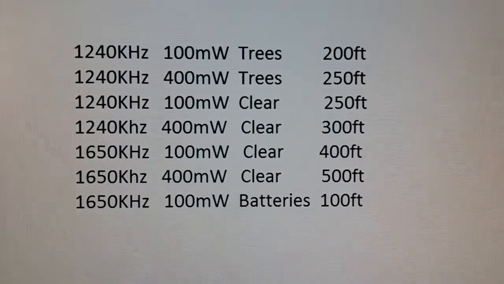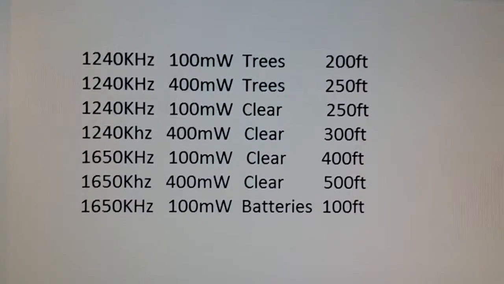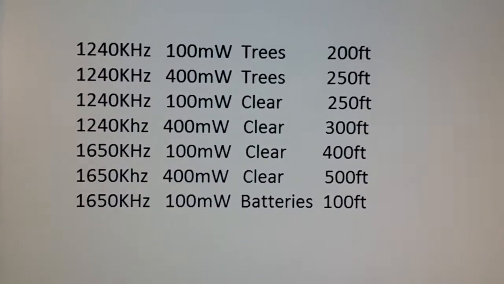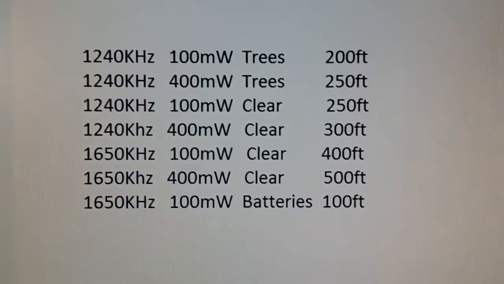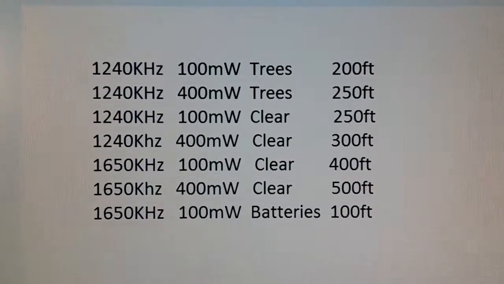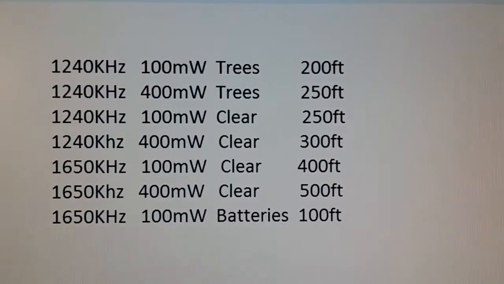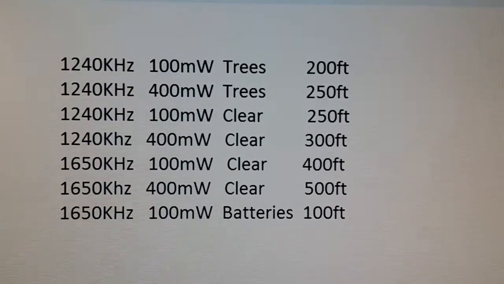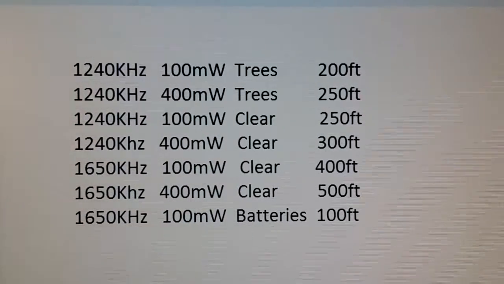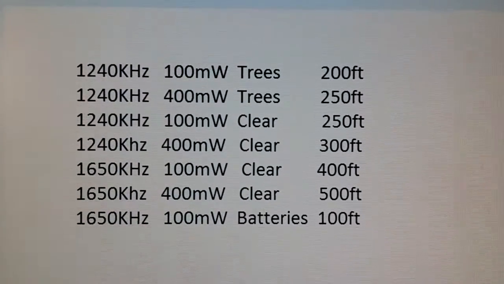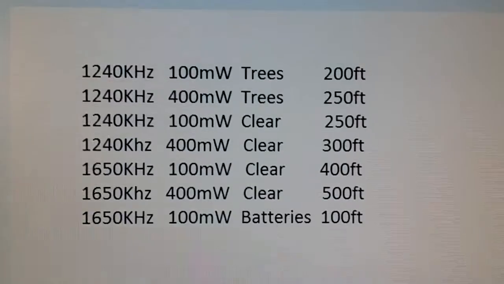Now, another big change was upping the frequency. This was actually a huge change. This is just because the wavelength is shorter and the antenna then becomes more efficient. So at 1650 kHz, 100 milliwatts in the clear, the range was 400 feet. At 1650 kHz, 400 milliwatts in the clear, the range was 500 feet.